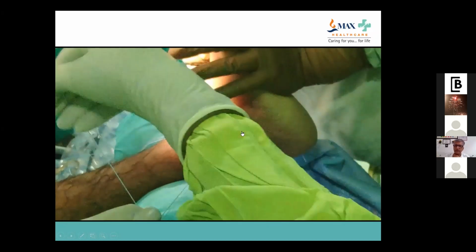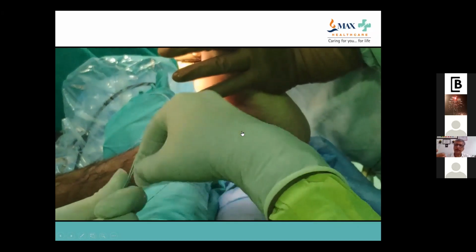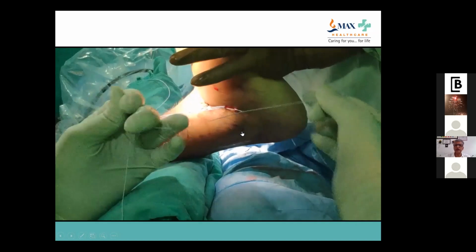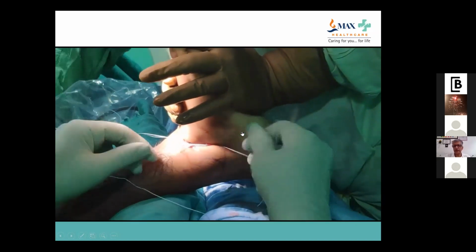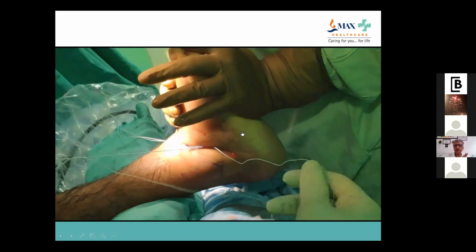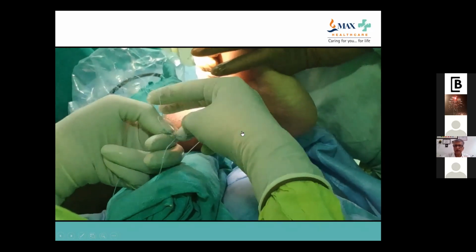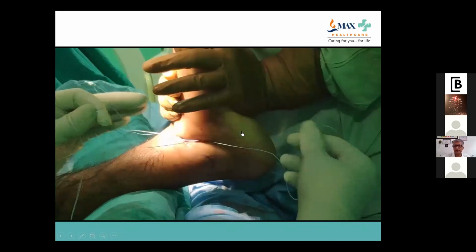So outside, what is happening now is you are doing something like an open Brostrom Gould repair, but you have passed all your sutures under arthroscopic vision. So that's how you tighten them. So here we are doing a Brostrom Gould repair using an arthroscopic technique.